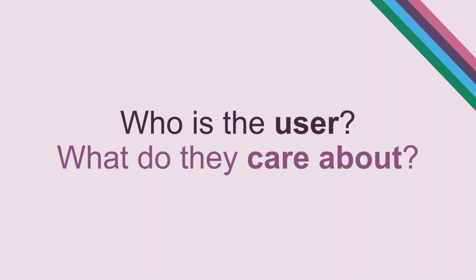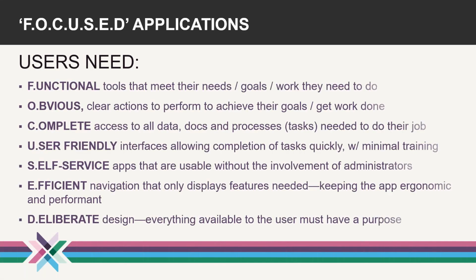And once you have that mapped out, that becomes your guiding light, your vision for what your app is going to be. Our users need apps that are functional, obvious in terms of the actions to perform, complete access to everything they need, user-friendly that doesn't require any training, self-service so they can do it themselves without a job aid or having to go to an administrator. They need to be efficient, not too many clicks to get to what they need, and they should be designed deliberately. Everything available to the user needs to have a purpose.